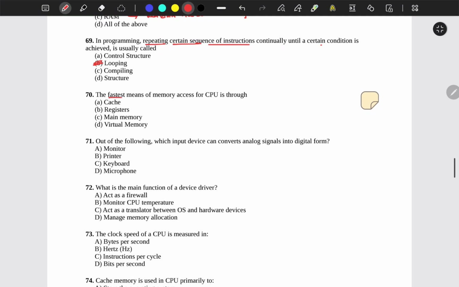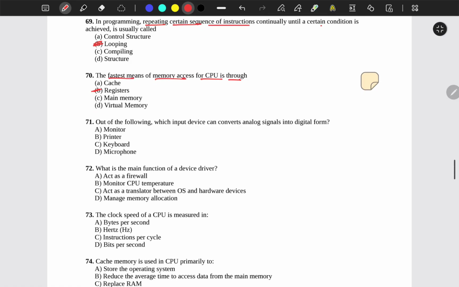Another one: the fastest means of memory access for the CPU is through what? Cache, registers, main memory, or virtual memory. So okay, what is main memory known as? It is also known as primary memory. We have seen that above, right? So the correct answer to this would be 70, B, registers.